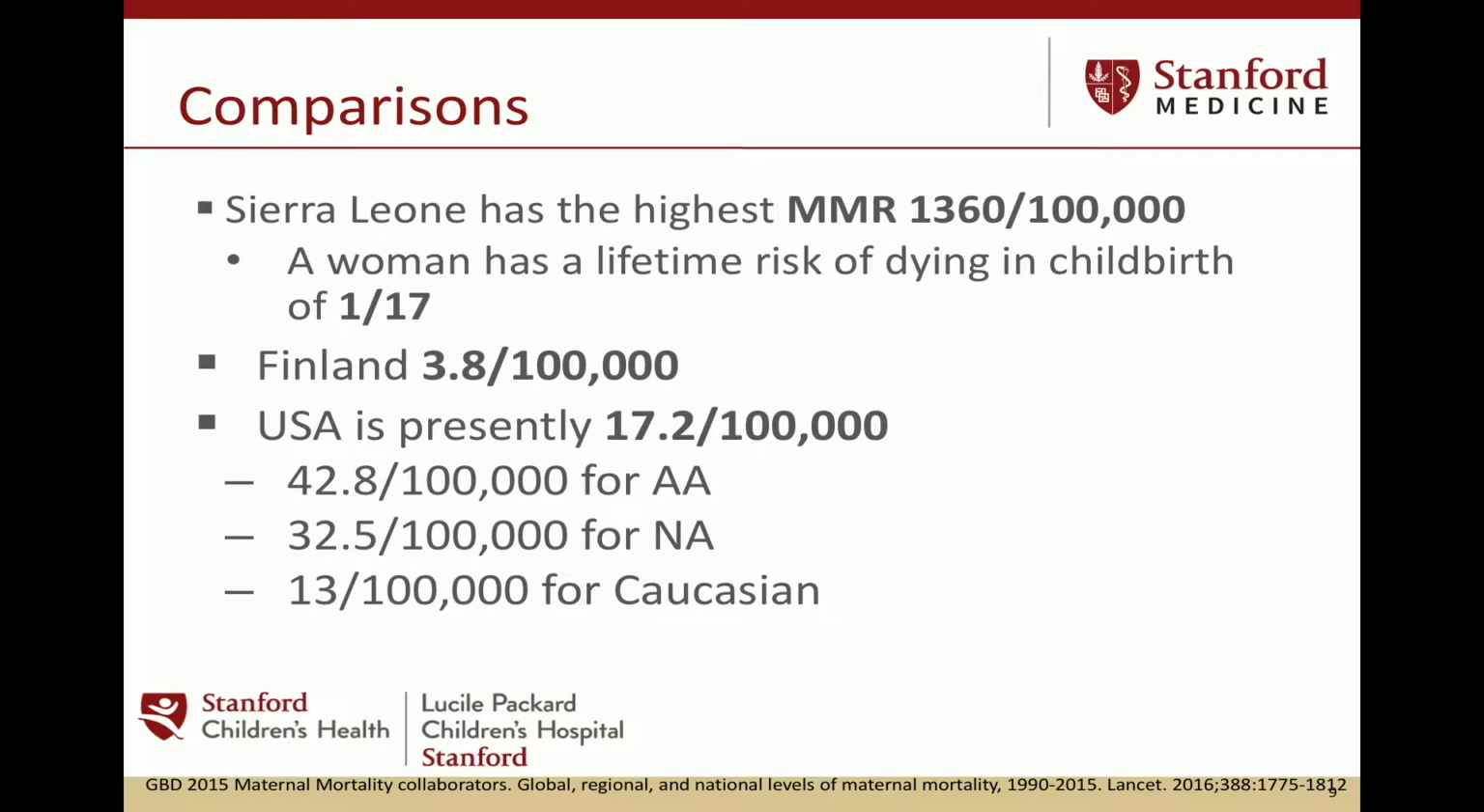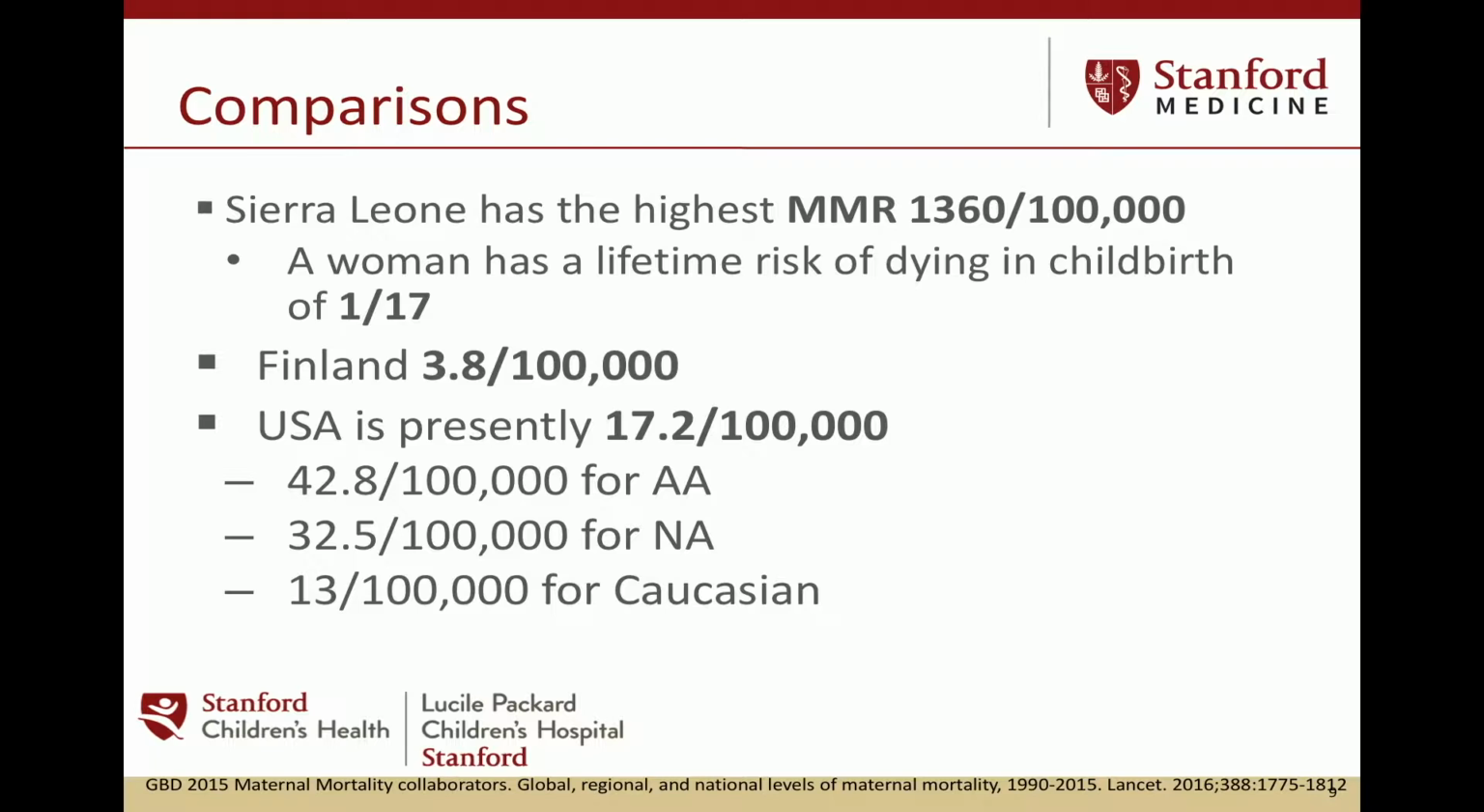Just to put in rough numbers, and I think Dr. Goldthwait talked more about this, you can see how the disparity is there. The highest mortality rate in the world is in Sierra Leone, at over 1,300 per 100,000 live births, as compared with Finland, which is only 3.8.